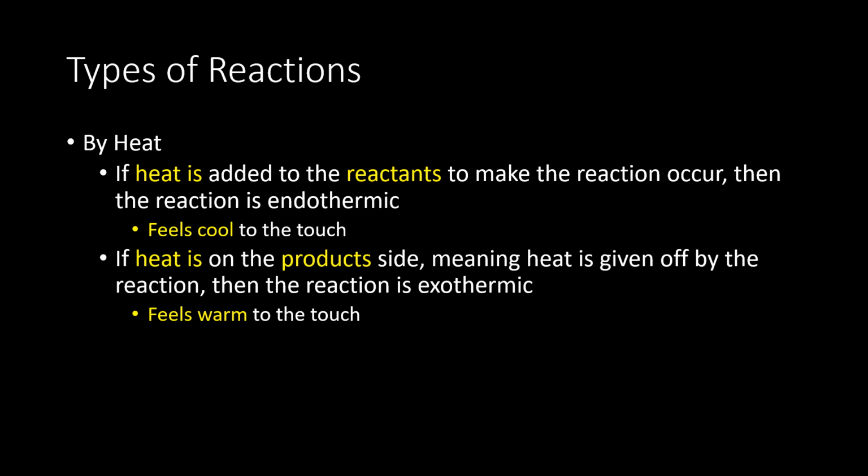If heat is on the product side, then it's giving off heat, and we call that an exothermic reaction. Remember that exo means exit or leave, and again, therm means heat, so heat is leaving the reaction. If you were to feel the test tube or the beaker that this was taking place in, it would feel warm to the touch because it's giving off heat, so it's going to be hotter than your hand. So again, we can classify reactions two ways. We classify them by what their reactants and products are, and then we classify them by whether they give off or receive heat. And those are two completely separate things.